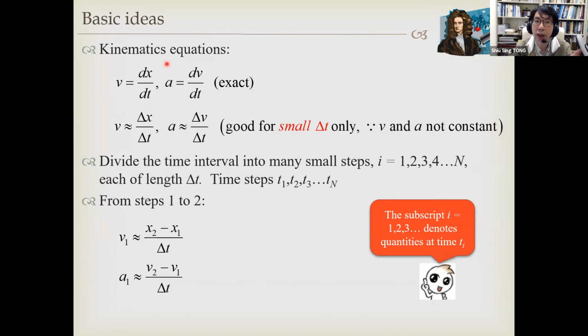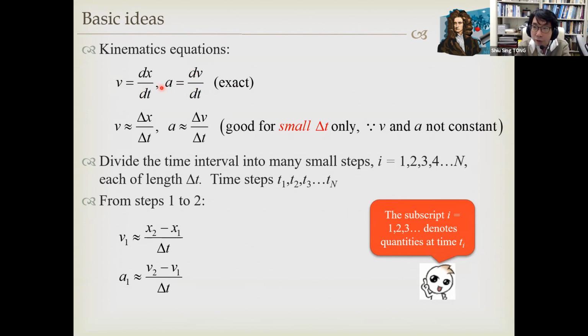Now we go back to the kinematics equations that we learned before. The velocity is given as the time derivative of the displacement, right? And the acceleration is the time derivative of the velocity. These two expressions are exact. They are the instantaneous velocity and instantaneous acceleration, and they are given in terms of the time derivative, right?